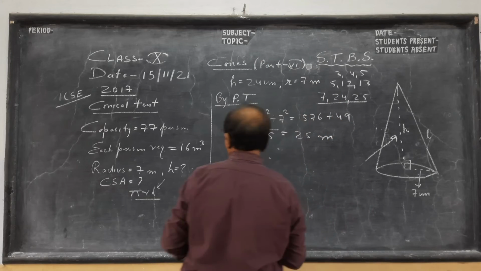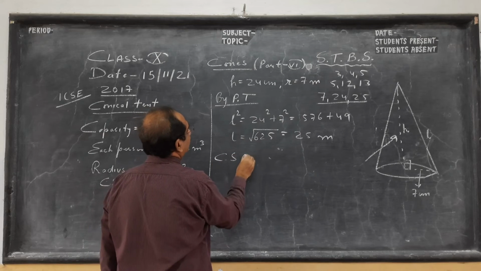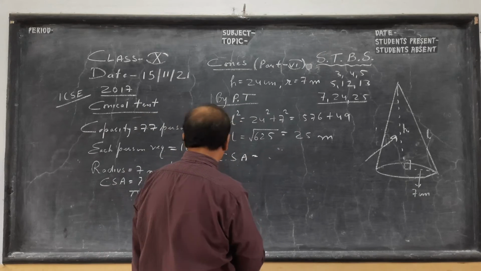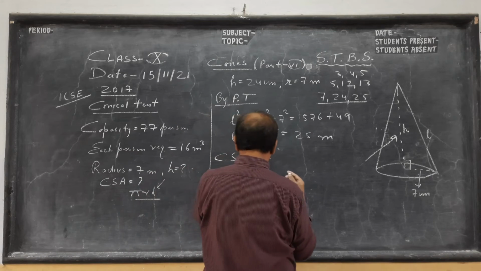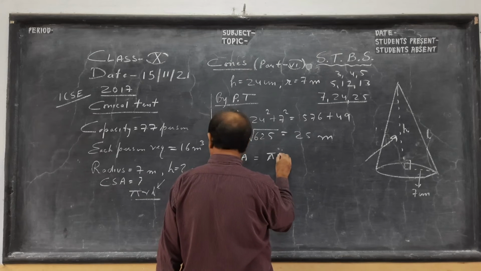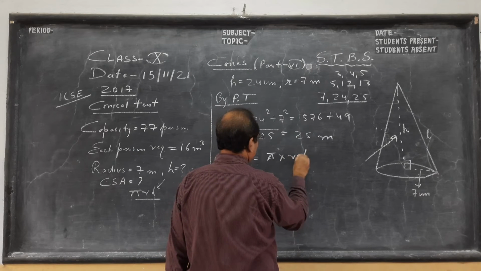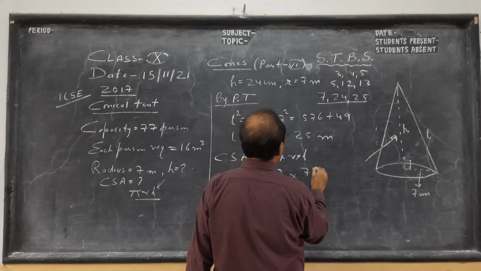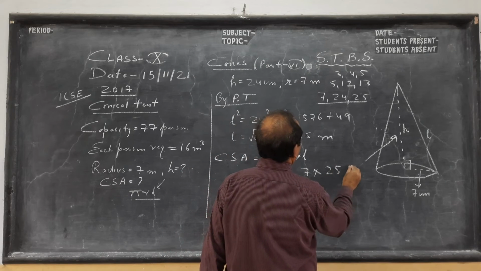Now, what is the final curved surface area? You see how nice values you get in ICSE, except a few years. Like the last one, I'll show you, it may take a little time. Pi r l, pi is 22 by 7, r is 7 given and l is 25.